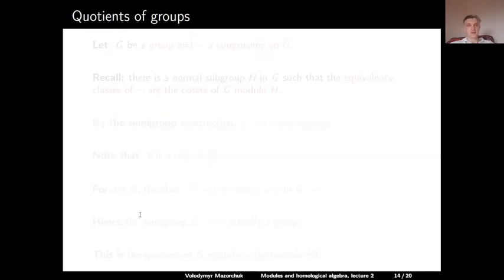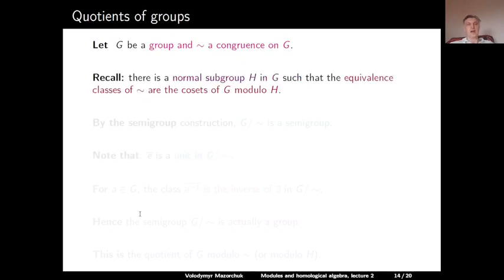Now we can discuss quotients of groups. Let G be a group and tilde a congruence on G. Recall that we just established that there is a normal subgroup H in G such that the equivalence classes of tilde are exactly the cosets of G modulo H. By the semigroup construction, G modulo tilde is a semigroup because G is a semigroup, and if we factor by a congruence, we get a semigroup. The class of the identity is, of course, a unit in G modulo tilde. In other words, G is a monoid, and the semigroup quotient of a monoid is a monoid, where the identity is just the class of the original identity.